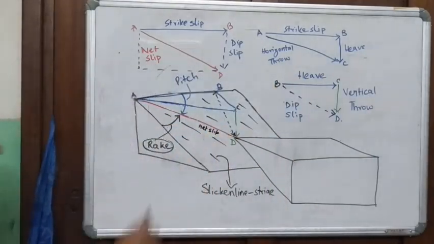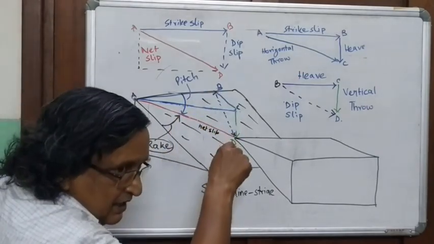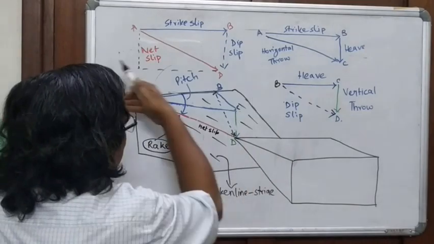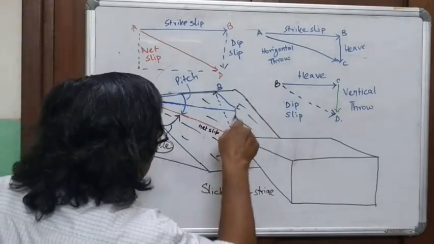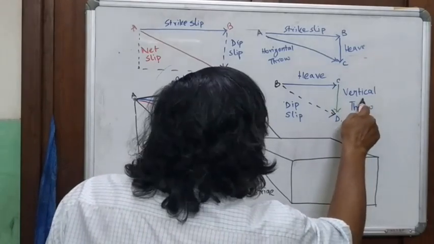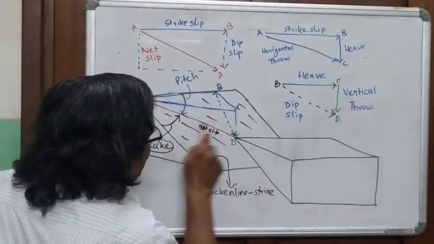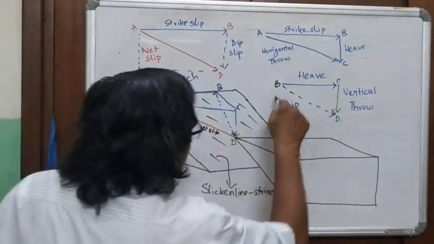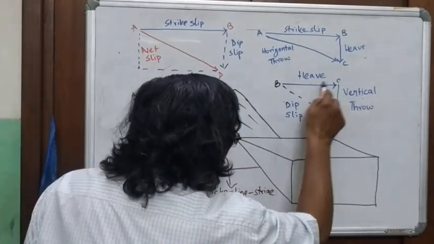And then you have BCD. What is BCD? BCD is a vertical plane that contains AC, CD and AD. What is CD? CD is the vertical throw. This one, BD is the dip slip and BC is the heave.